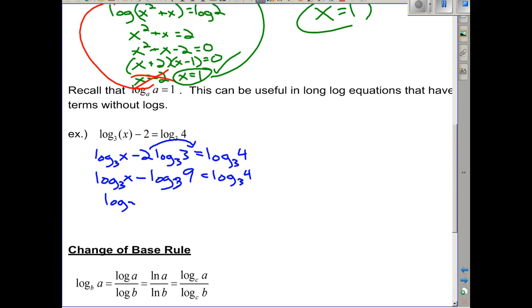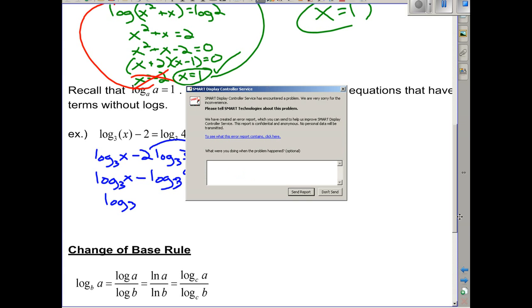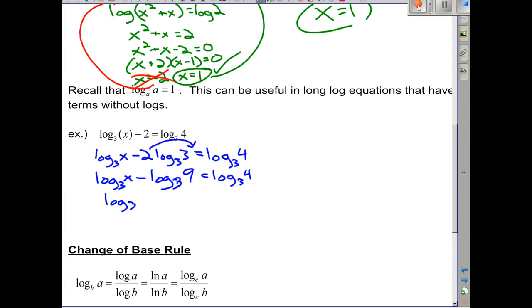I can put my logs together on the left-hand side. I'm subtracting logs. So I should get log base 3 of x over 9 equals log base 3 of 4. Drop my logs. x over 9 equals 4, which in turn gives us x equals 36. If I put that back in, I'd have no problems.